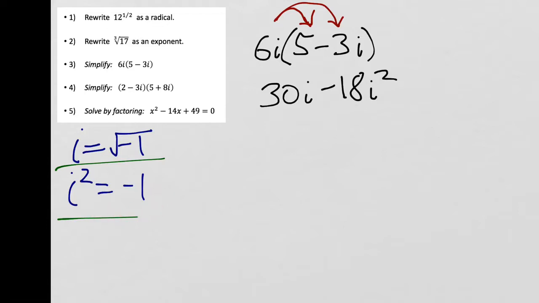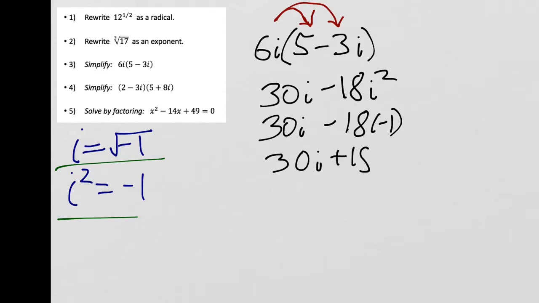So we're going to say that this is the same as 30i minus 18 times -1. Well, -1 times -18 is positive 18. So you're going to end up with 30i plus 18. And then if you recall, we have to switch places because anytime we have a complex number, we put the real part of that number first. So it's going to be 18, and then we put the imaginary part, 18 plus 30i.